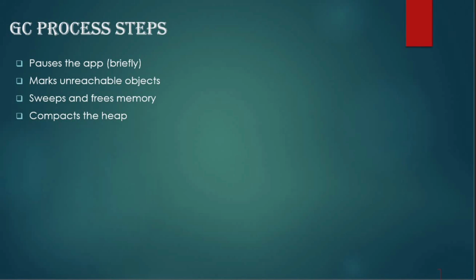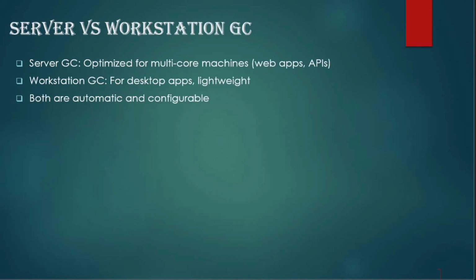So next we will see what is server versus workstation garbage collection. Server garbage collection is optimized for multi-core machines, best for ASP.NET Core background services. And workstation garbage collection is great for desktop apps like WPF or Windows Forms. And you can even configure this in runtimeconfig.json or your hosting environment.